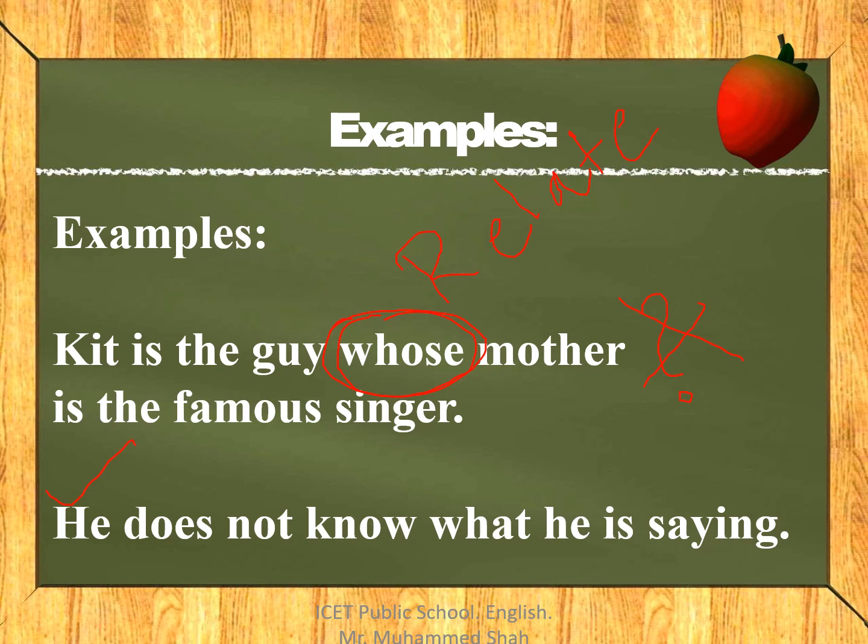Then look at the next one. He does not know what he is saying. So the word what, here, what he is saying is not a question. Had it been a question, the sentence could have been framed as what is he saying. So it's not in that structure. It is also a relative pronoun. What has been used as a relative pronoun in both these examples, as a determiner.